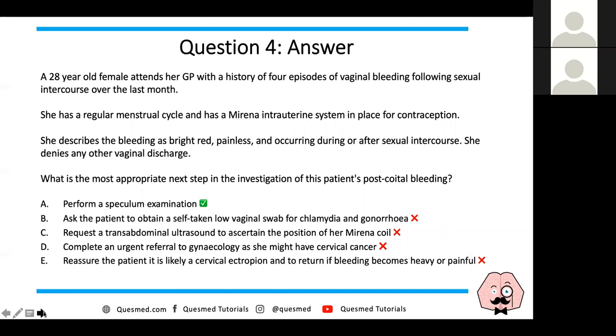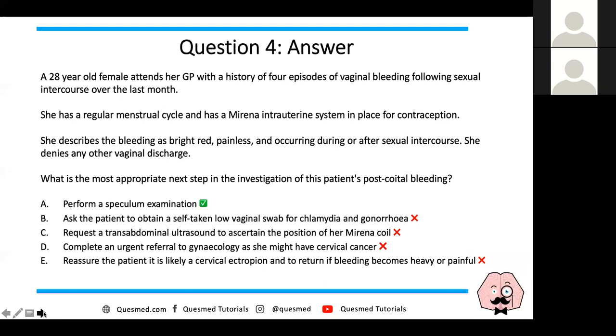So in terms of coil displacement, if the strings have become longer, if the strings have become shorter, or if you can actually see part of the coil poking out of the cervix, those are all signs of coil displacement. So the most likely cause of her post-coital bleeding is probably an ectropion.